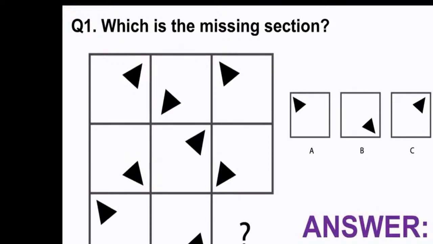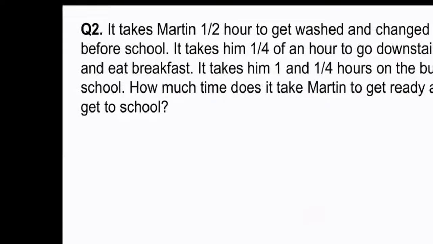Okay, so when you're doing this kind of question, IQ and aptitude test question, look for either sequences moving clockwise or anti-clockwise or repetitive sequences. So that's the first question. Question 2, this is one where you're going to have to add up times. Now, if we quickly read this question, it takes Martin half an hour to get washed and changed before school.